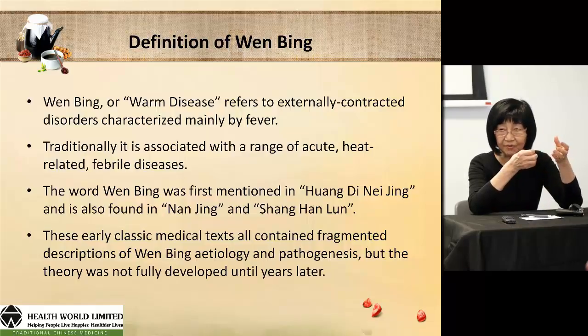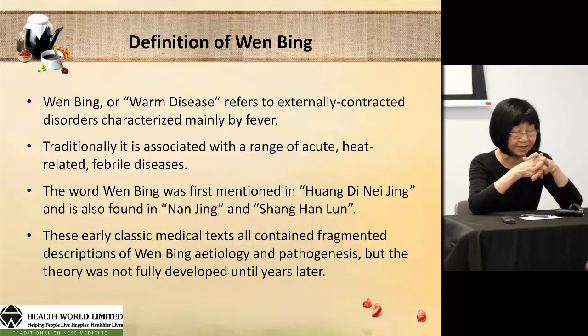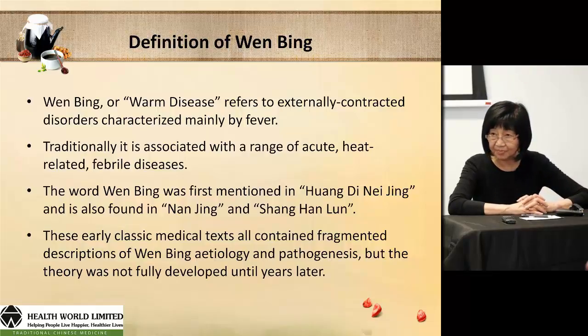Aside from fever, if it is accompanied by wind, they would say wind warm. If it is accompanied by summer heat, then we will say summer heat warm. If it is accompanied by dampness, we can say it is damp warm. If it is characterized by dryness in the autumn, we will say it is autumn dryness warm, or maybe 秋燥.